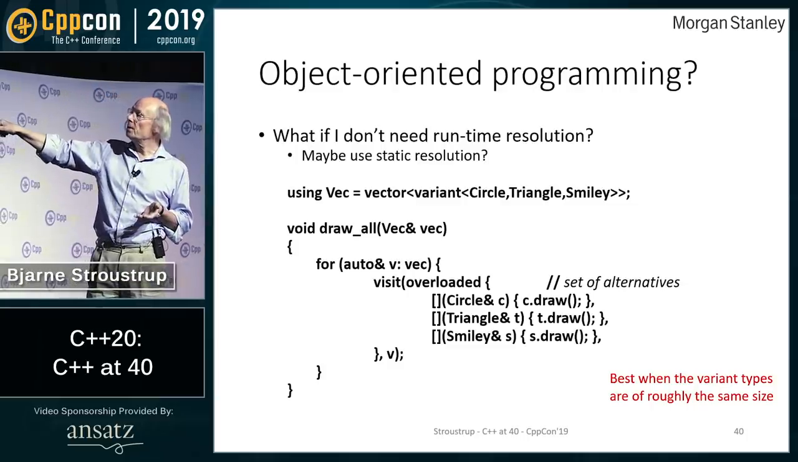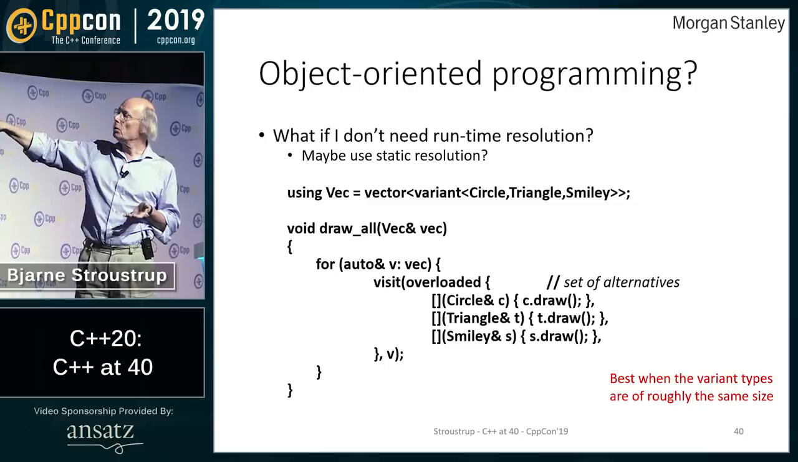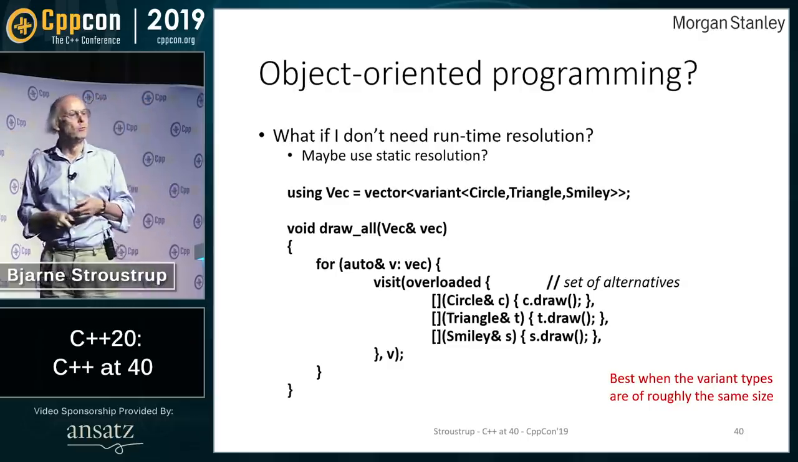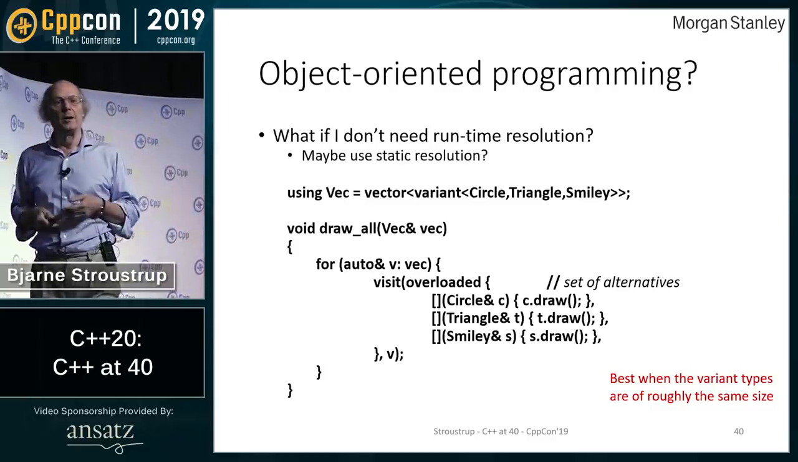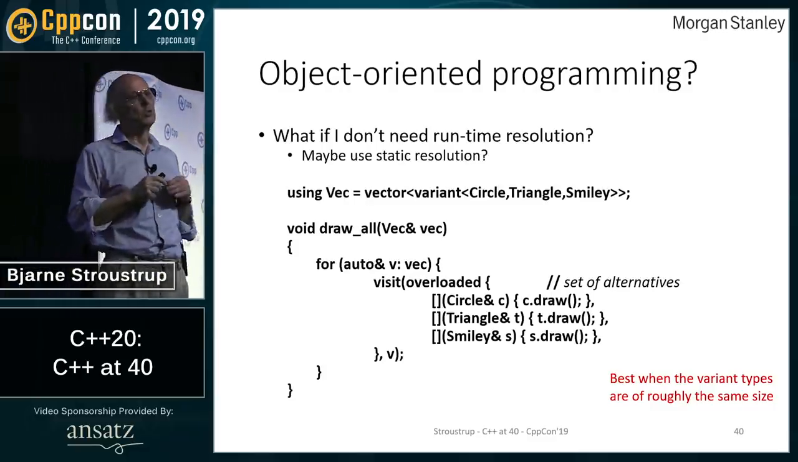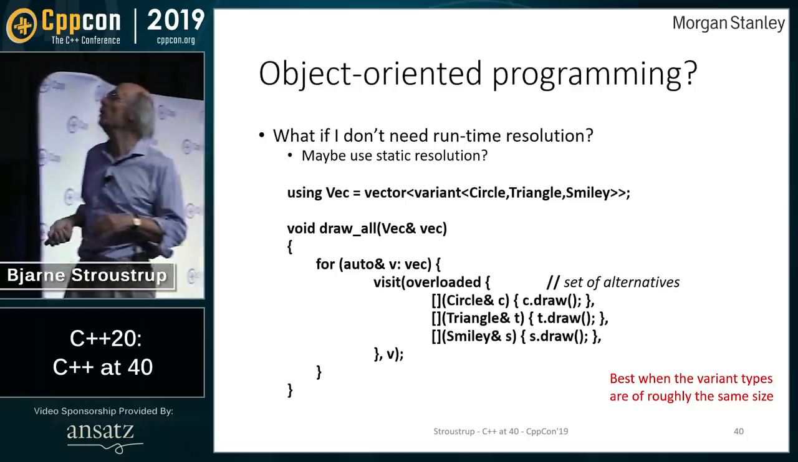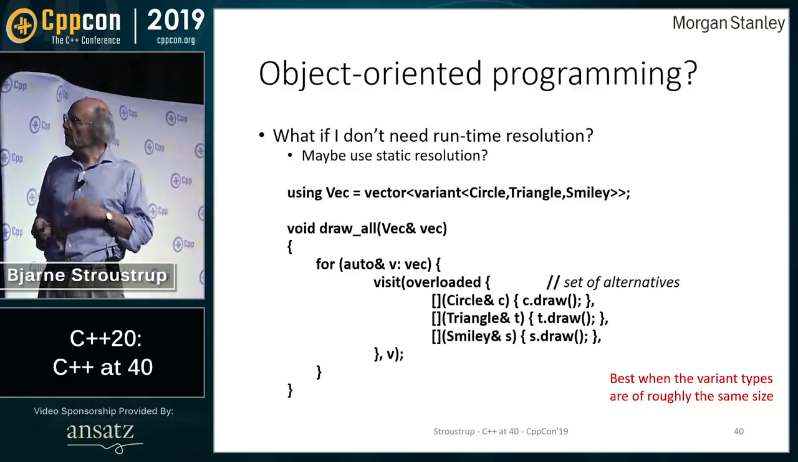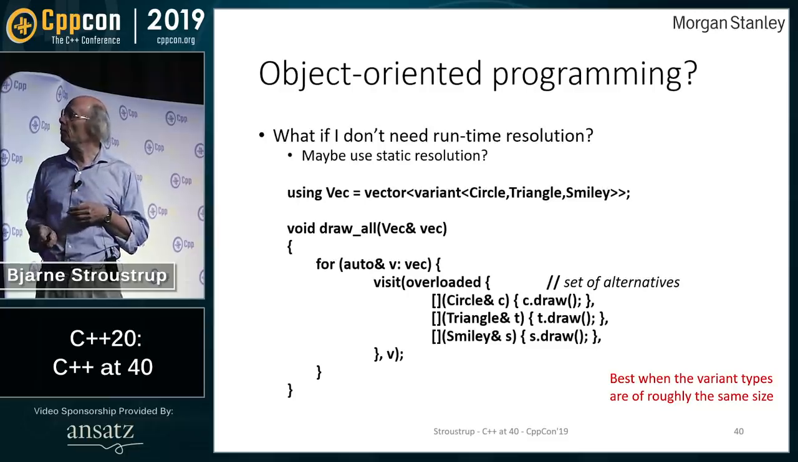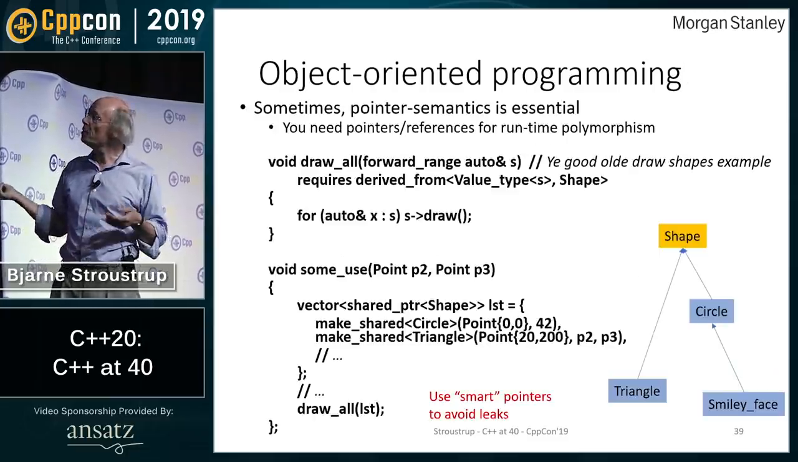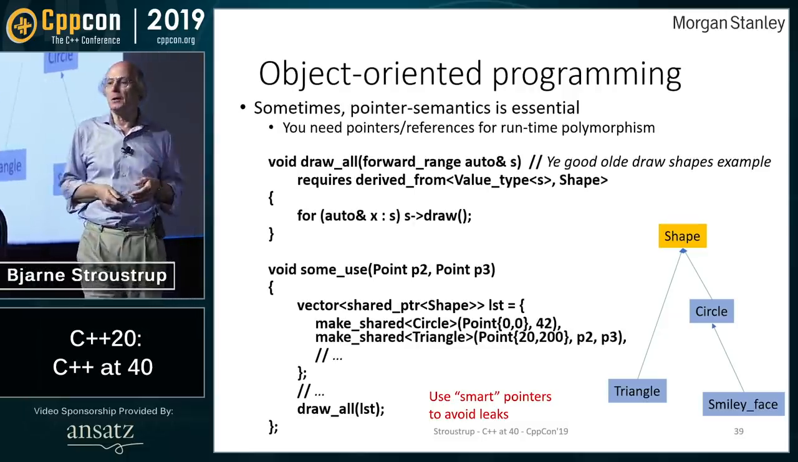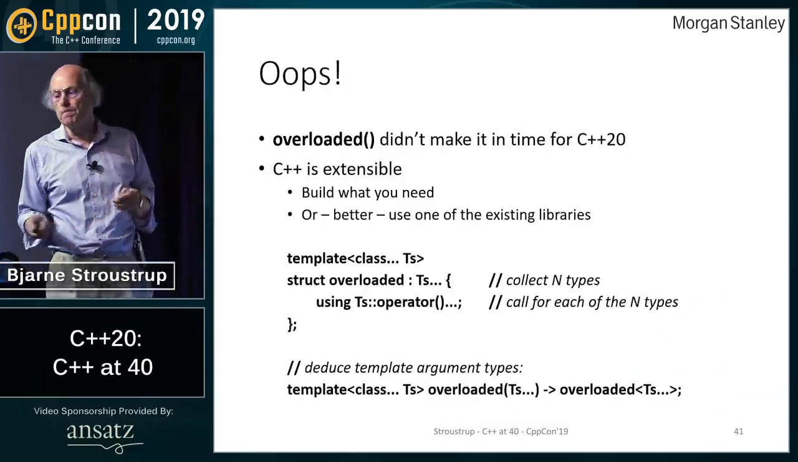So I can do things like this, draw all the V in that vector here, which was a vector of variant, and I visit them, and if it's a circle, do it the circle way, triangle, the usual stuff. This, by the way, works much better if the elements of the variants are of roughly the same size, or you have to start implementing with indirections. So for a closed set of similar objects, this makes a lot of sense. For an open set of dramatically different objects, this one makes more sense.